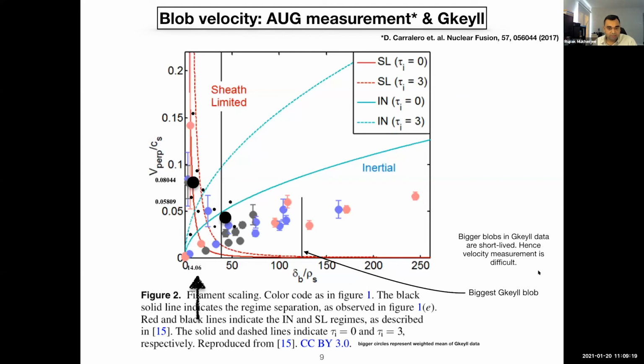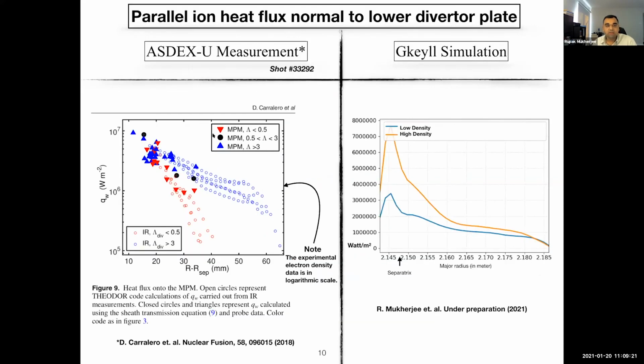And finally, we measure the heat load at the divertor. That is also of the order of 10 to the power 7, which is close for the high density case. This is close to 7 times 10 to the power 6, which is close for the comparison of the ion heat flux at the lower divertor.